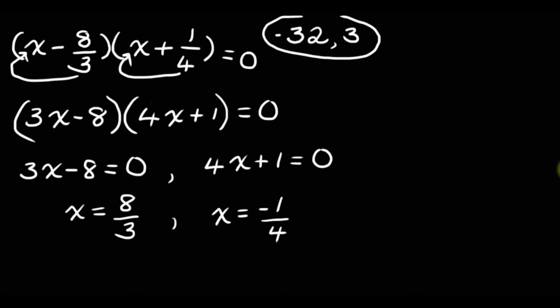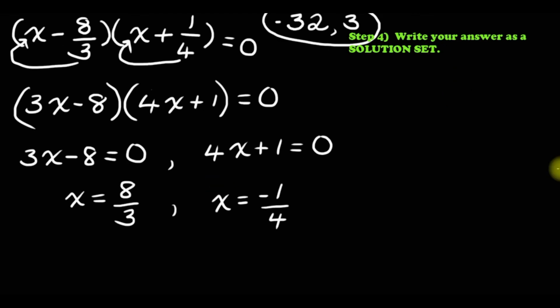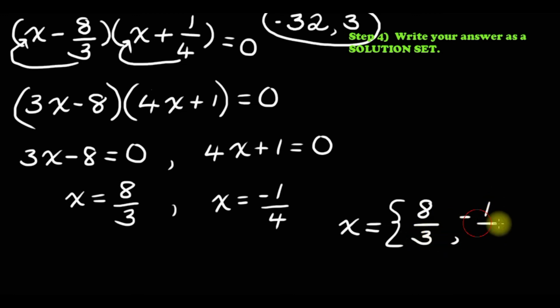What do we do at the end? What's step 4? What do we do now? We write the answer as a solution set. So we got the two answers here. So that's going to be x is 8 over 3, and then the other one is negative 1 over 4. So these are your two answers, solving for x. And that is how you solve quadratic equations by factoring.